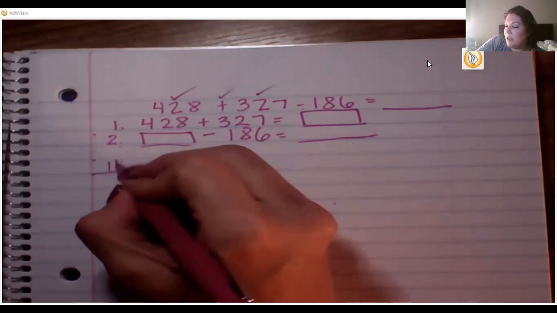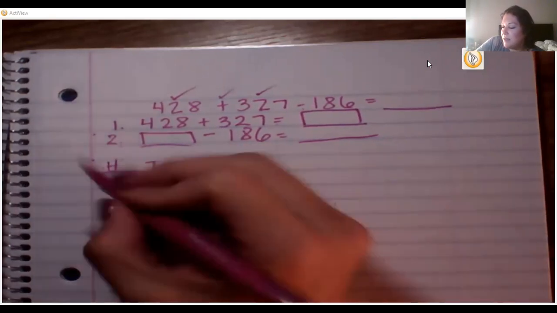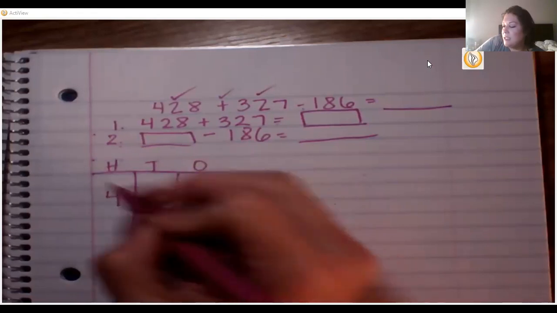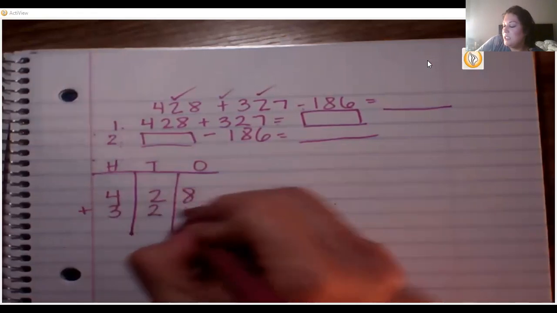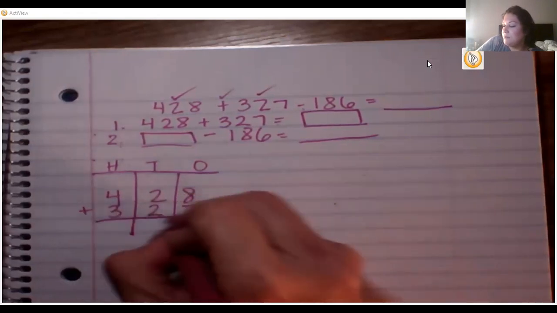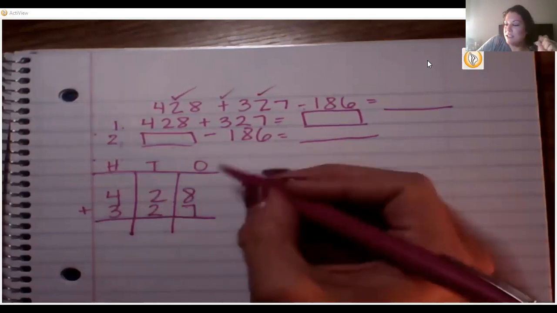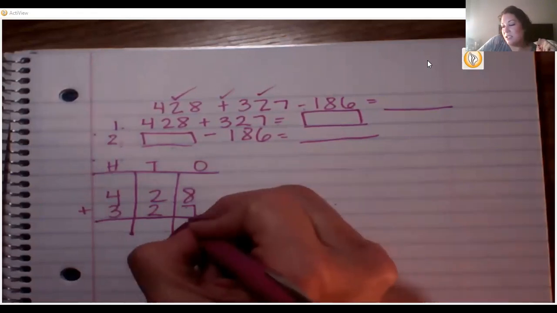Use that place value to help me stay organized. Skip a line. I'm going to do 428 plus 327. 8 plus 7. Oh, that's almost a double. Let's see, 8 doubled is 16. So 1 less, that's going to be 15.